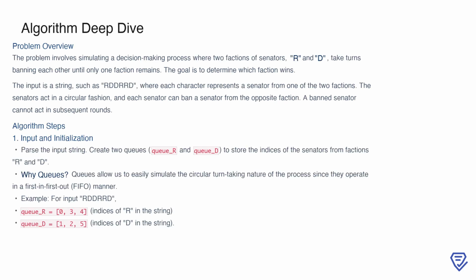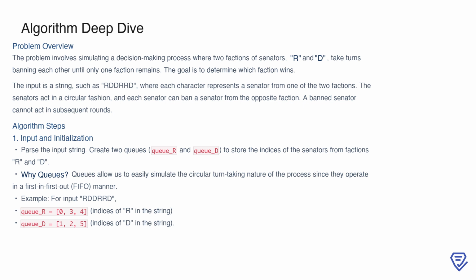This problem revolves around a simulation of a decision-making process between two factions of senators, radiant, represented by R, and dire, represented by D. Each senator gets a turn to ban a senator from the opposing faction, and this continues in a circular manner until only one faction remains. The task is to determine which faction ultimately wins. The input to the problem is a string where each character represents a senator's faction, like RDDRRD.